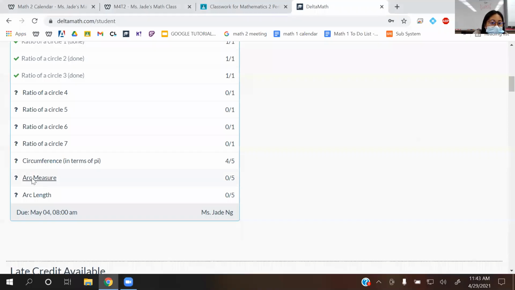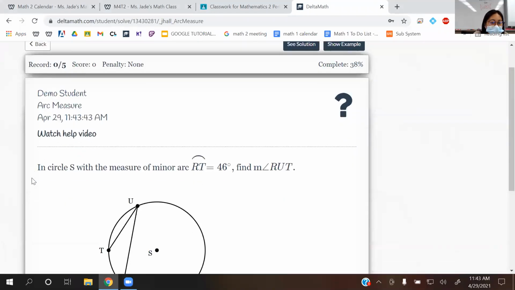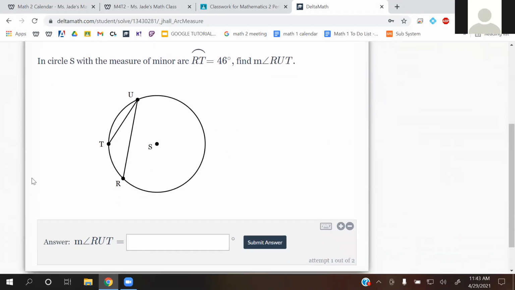Arc measure. Wait, didn't we do this before in another topic? Yeah, it's really similar. We did do arc measures, and we have inscribed angles and central angles. Yes, we have done this before, but we're revisiting it now.